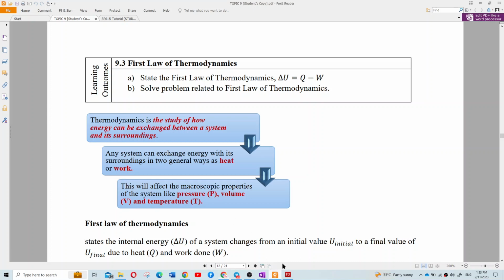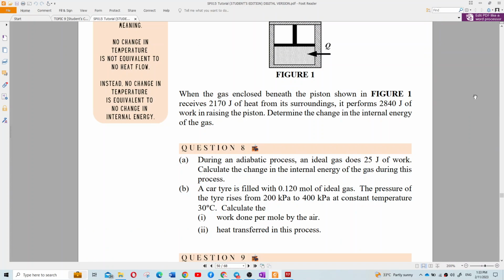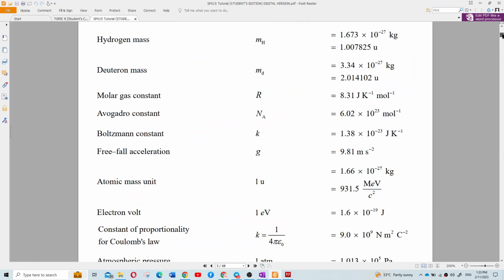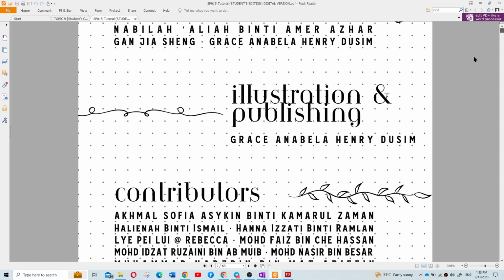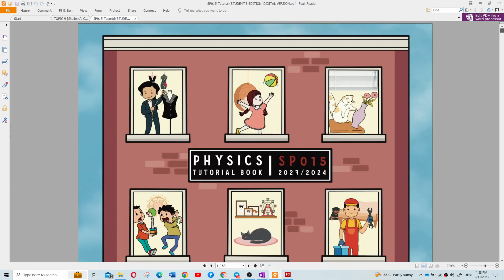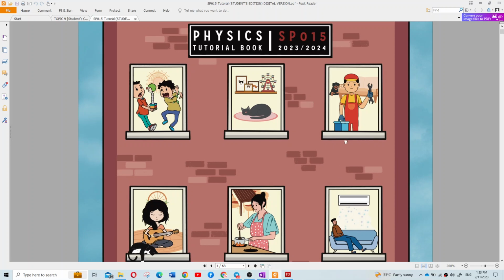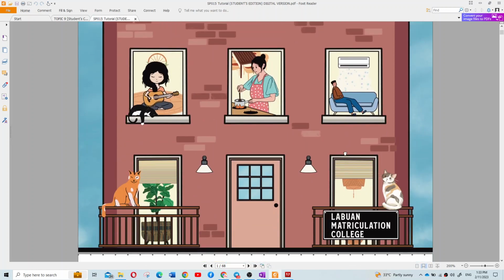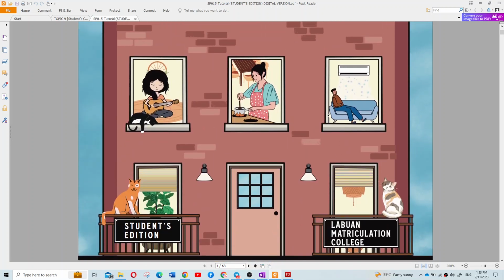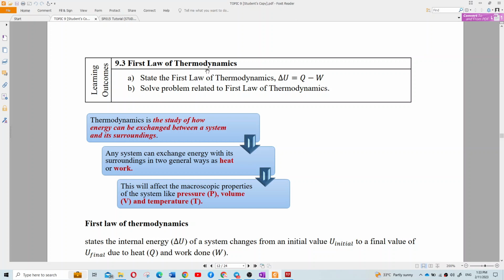Do you remember your tutorial book? Do you see this picture, class? What is this? Air condition, right? Aircon. How does an aircon function? It's all because of the first law of thermodynamics.